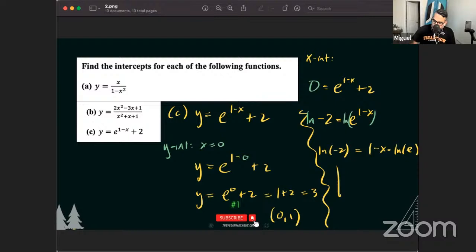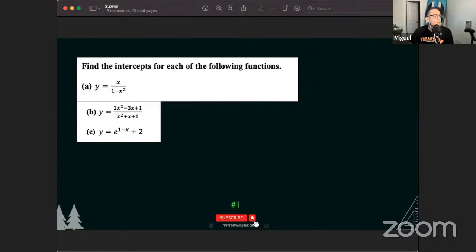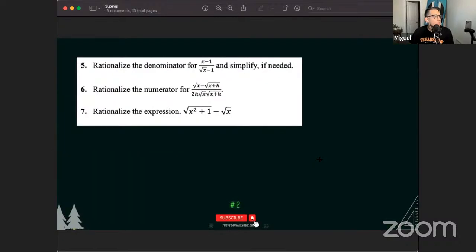Okay, so once again, the natural log cannot exist. There's no solution. Therefore, the right side is also not going to have a solution, because they're supposed to be equal to each other. All right, guys, that was part A, B, and C to find the intercepts, x and y intercepts. Let's go to the next slide. Oops, went a little too fast there.